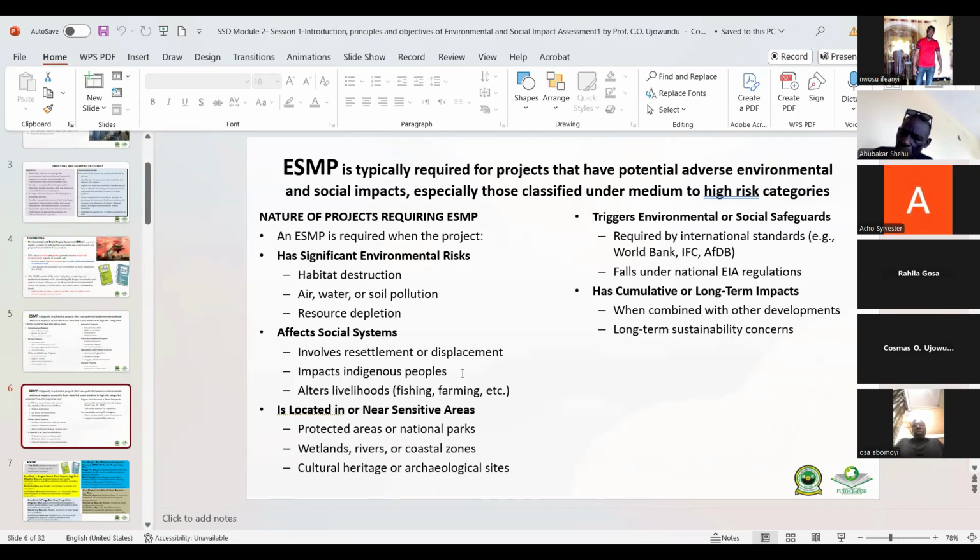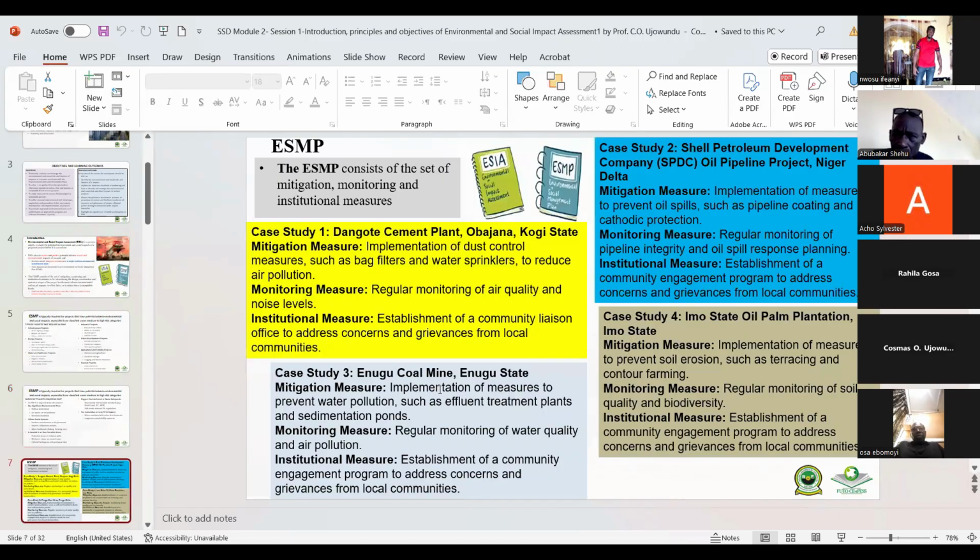So we'll also look at projects that have cumulative or long-term effects. In some projects, if you take it individually, it will not have any effect. But if you look at other projects occurring within that same environment, it will invariably have an impact. And projects that have long-term sustainability concerns. So we said that ESIA tends to look at mitigation, monitoring, and institutional measures. So we'll look at some case studies here.